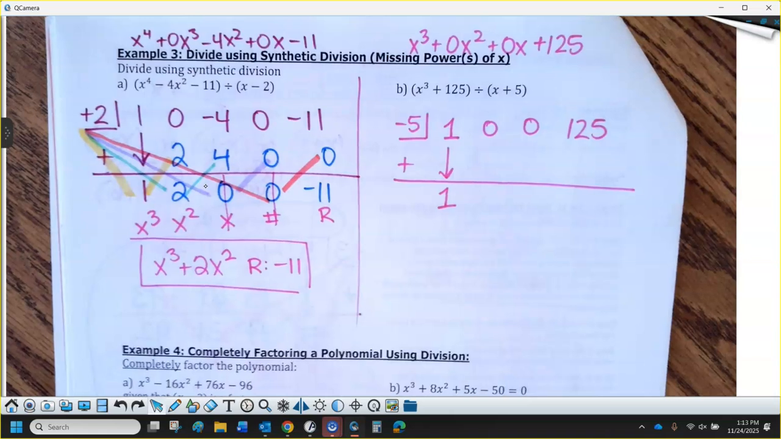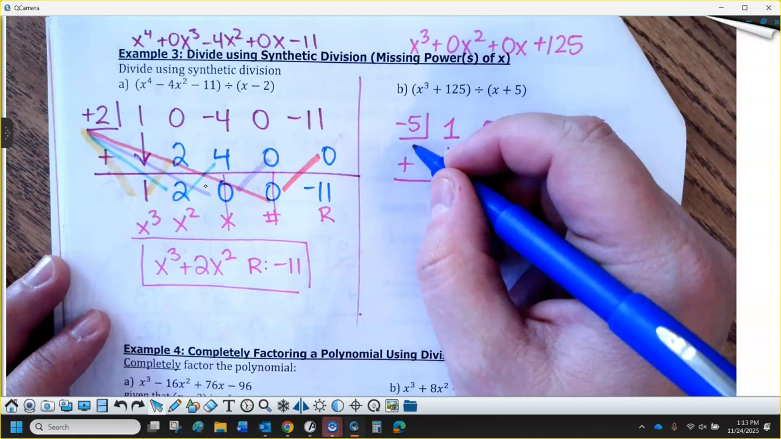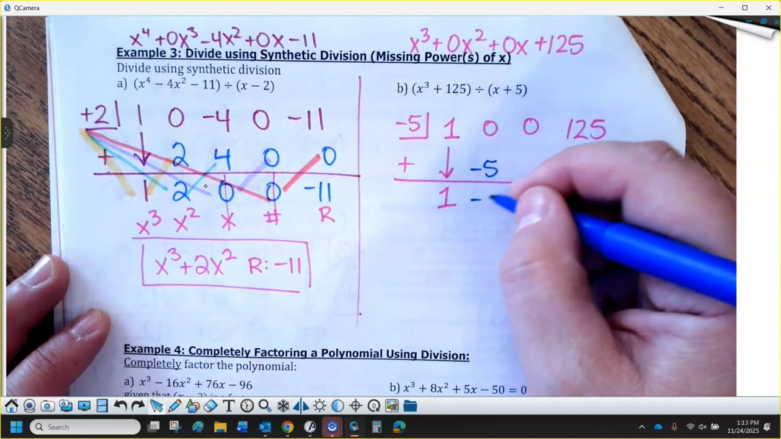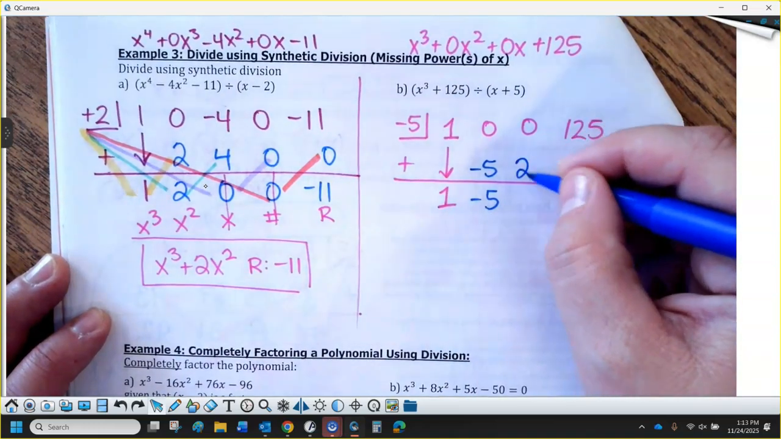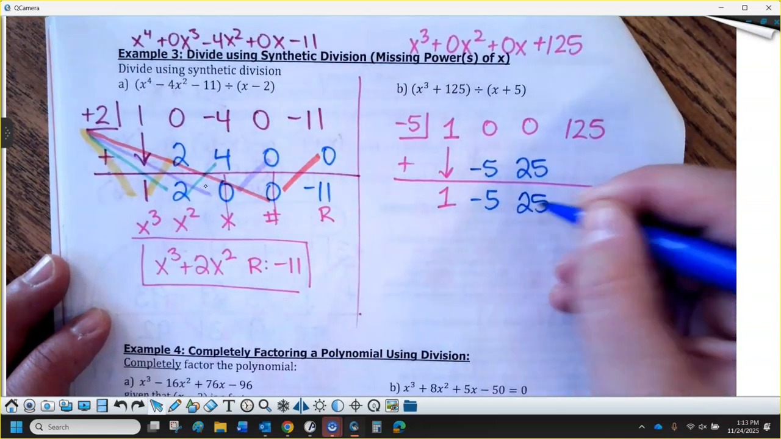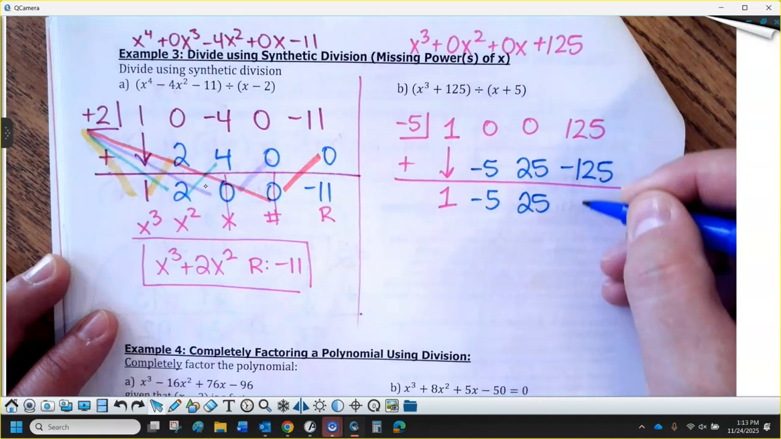Bring down, after you set it up, you just take that very first thing you wrote down for your coefficients. It's 1 for this question. You write it below the line. All right, and then I'm just going to multiply and add. So I'm just doing negative 5 times 1, that's negative 5. I'm going to add that to 0, so that's going to stay negative 5. Negative 5 times negative 5 is positive 25. Add that to 0, that's 25. Negative 5 times 25 is negative 125.